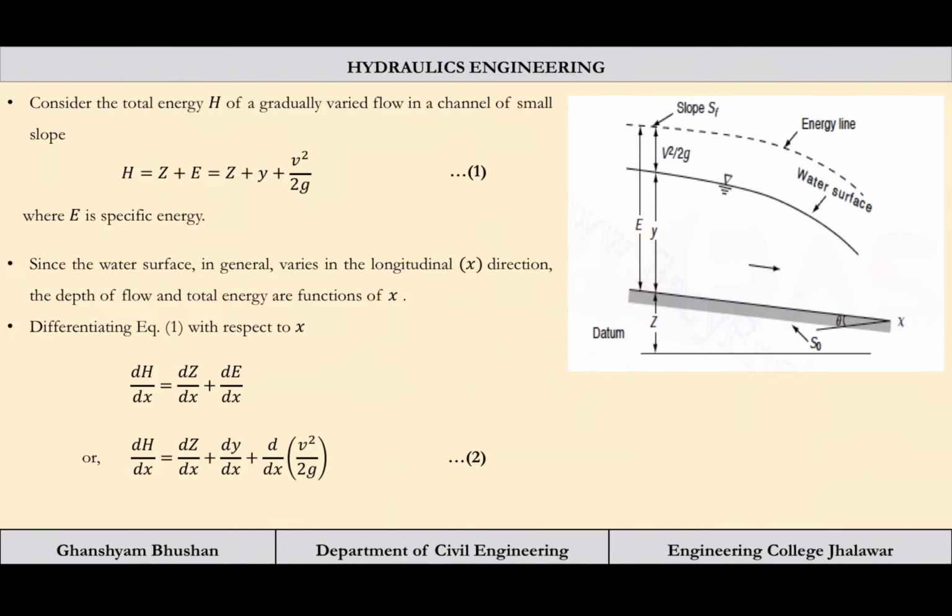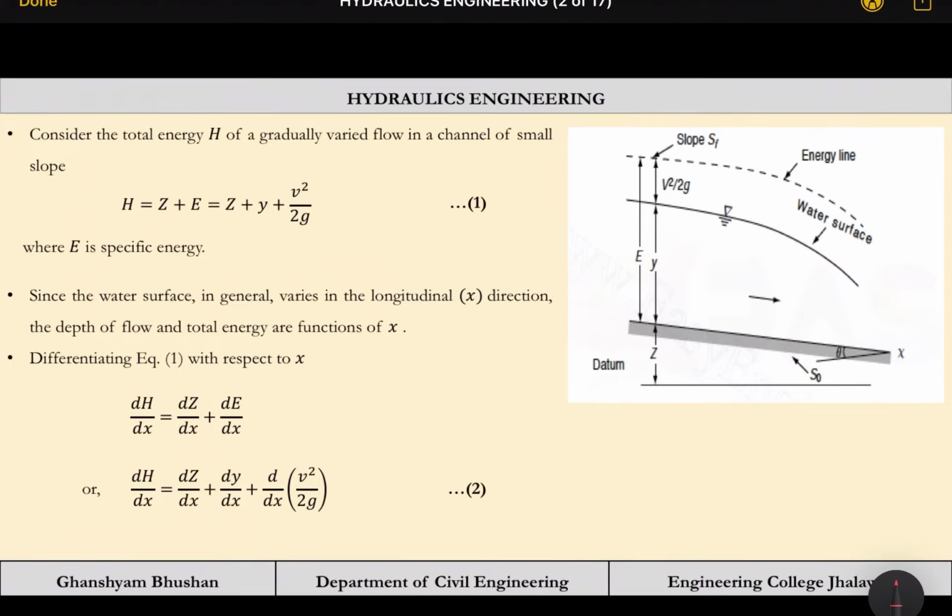This equation we have already seen, but just to maintain the continuity I am discussing it again. The total energy, given by H, is Z plus E, or Z plus Y plus V square by 2G. We already know that E is the specific energy, which is the pressure head plus the velocity head. If you add these two terms, you will get the specific energy of a given section. This is the diagram for that specific energy.